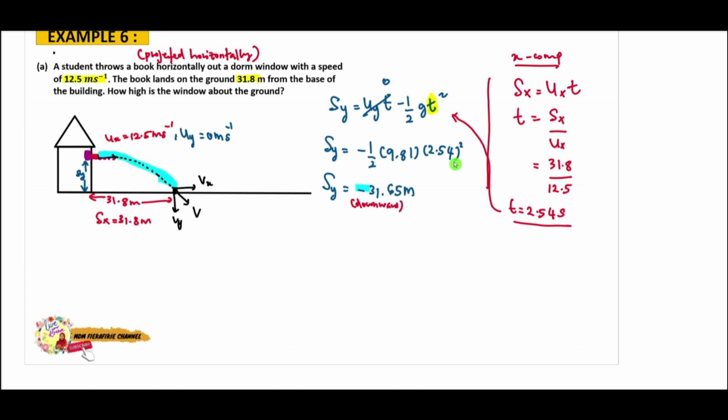Okay, tapi soalan bukan tanya vertical displacement. Soalan tanya berapa tinggi window daripada ground. So, therefore, kita bolehlah tulis balik the height of the window from the ground is equal to 31.65 meter. Ketinggian dia positif lah. Okay, so finish all examples.